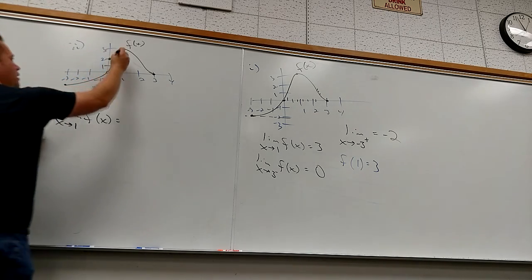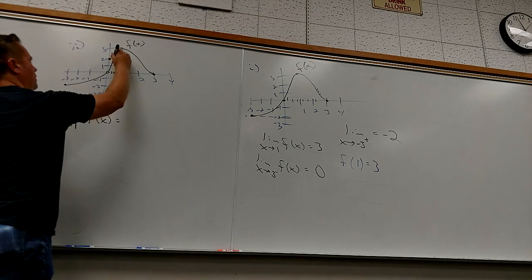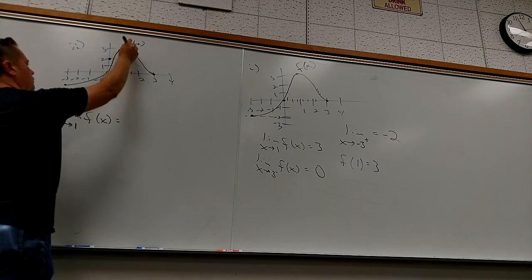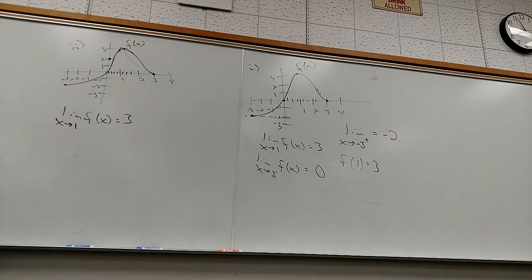It says, what does it look like? So if I let my inputs get really close to 1, what are my outputs doing? They're getting really close to 3. On this side, they're getting really close to 3. So that limit is 3. You guys see that? Yes?